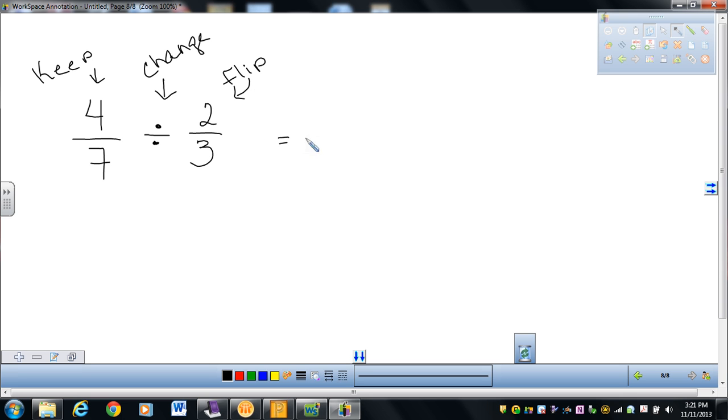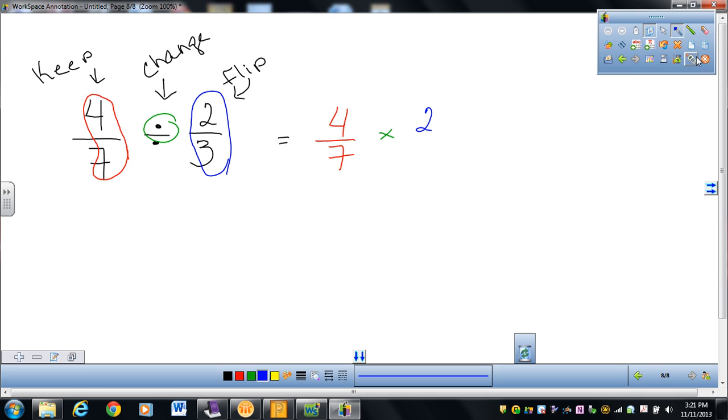So we keep the first fraction, which is this one. So that's going to stay 4/7. We change our operation to the opposite, which is multiplication. And then we flip the second fraction. So we've got, oops, I forgot to flip. So we've got 3 halves, because I flipped these over right here.